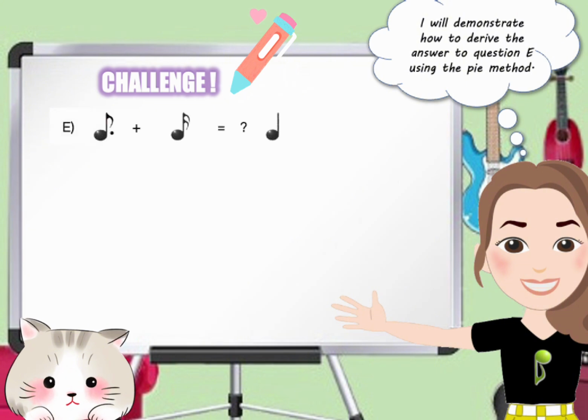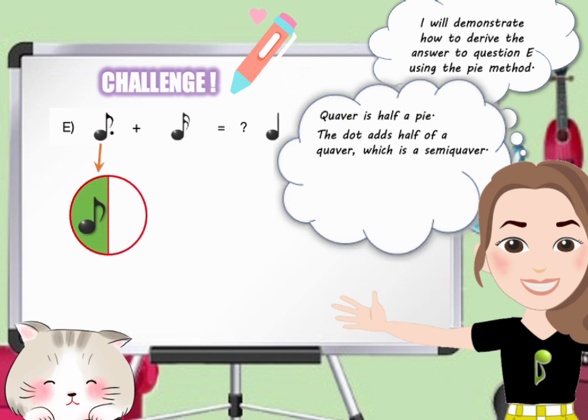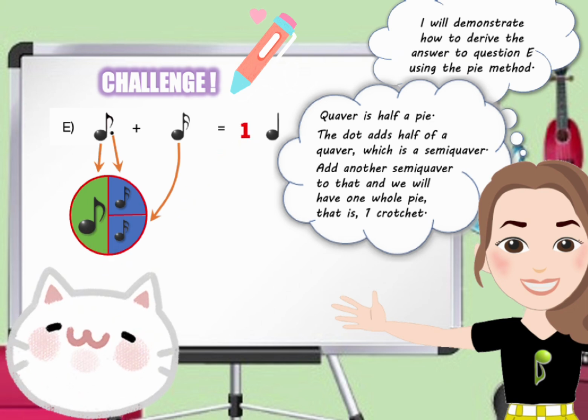I will demonstrate how to derive the answer to question E using the pie method. Quaver is half a pie. The dot adds half of a quaver, which is a semiquaver. Add another semiquaver to that, and we will have 1 whole pie, that is, 1 crotchet.